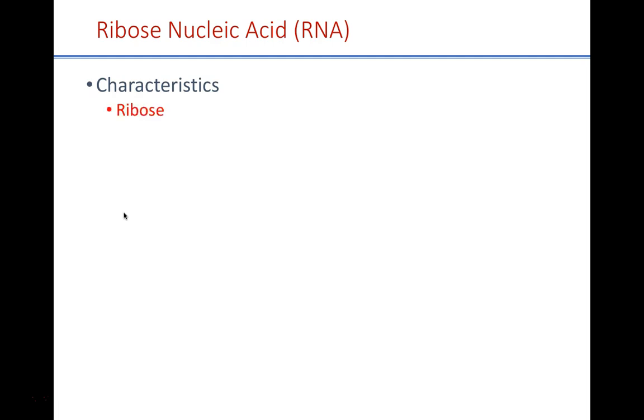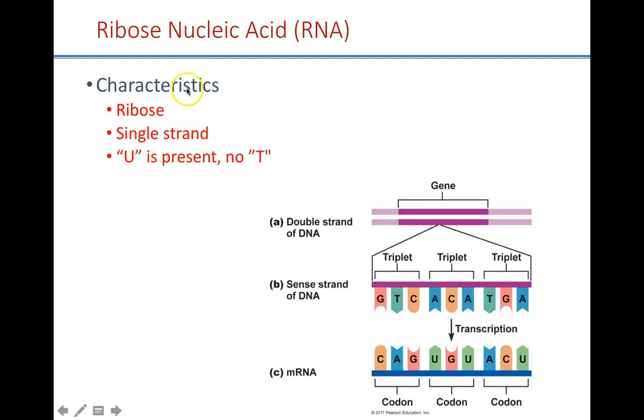With RNA, really similar, but a few differences. It's made up of ribose, of course. It is single-stranded. So with RNA, you only have one strand. You don't have a double helix. And in RNA, you have a U present. You do not have a T. If you see in this image right here, anywhere you have an A, it's going to eventually pair with the U. So only A and U go together. There's no T present. This is the RNA at the bottom. You don't see any T's present.